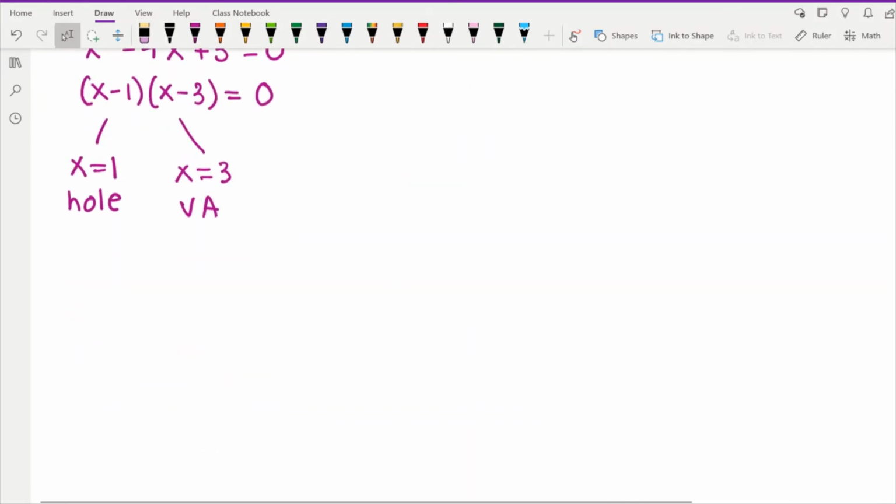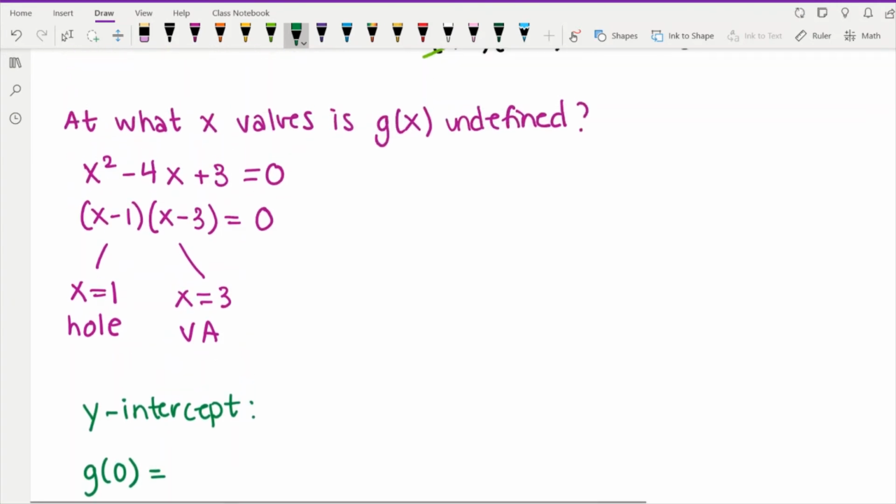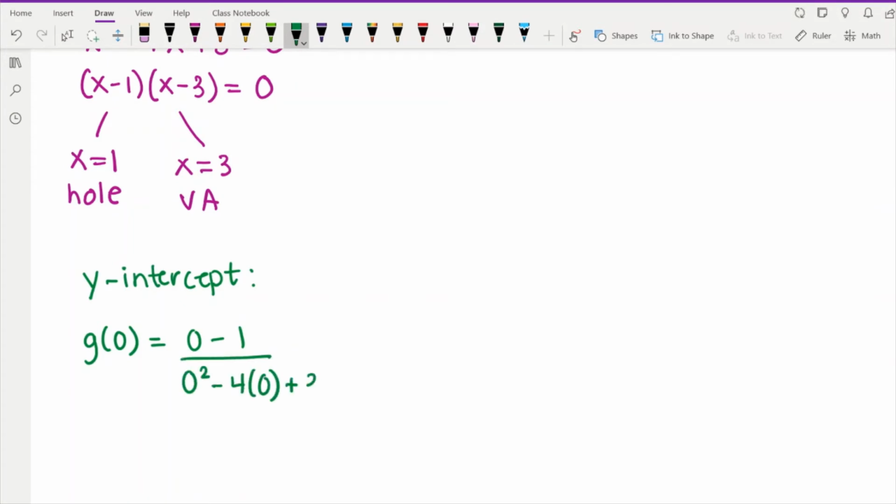So let's start by finding the y-intercept. The y-intercept is going to happen when we plug in 0, so we want to do g(0). In this case, we have (0 - 1)/(0² - 4·0 + 3), and that is equal to -1/3. And so in this case, the y-intercept is going to be (0, -1/3).